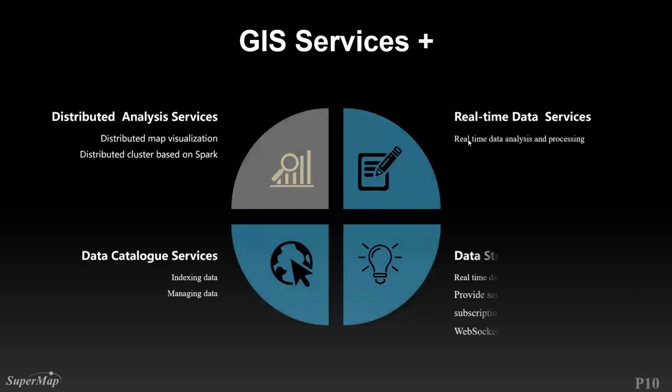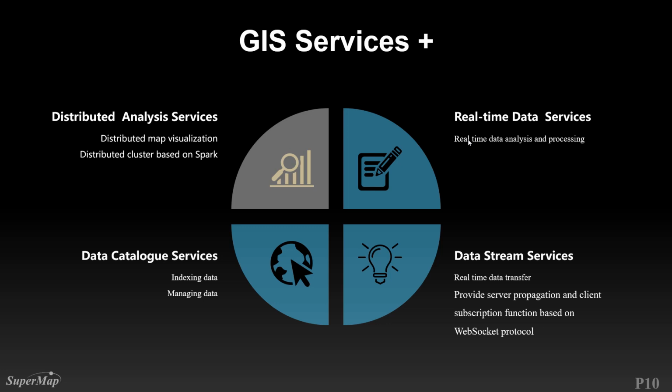As mentioned earlier, SuperMap iServer currently supports big data GIS applications. Now, let us have a look at the supporting services for big data. The supporting services contain the distributed GIS service, data catalog service, real-time data service, and data stream service. Okay, now let's go into details of the four supporting services.